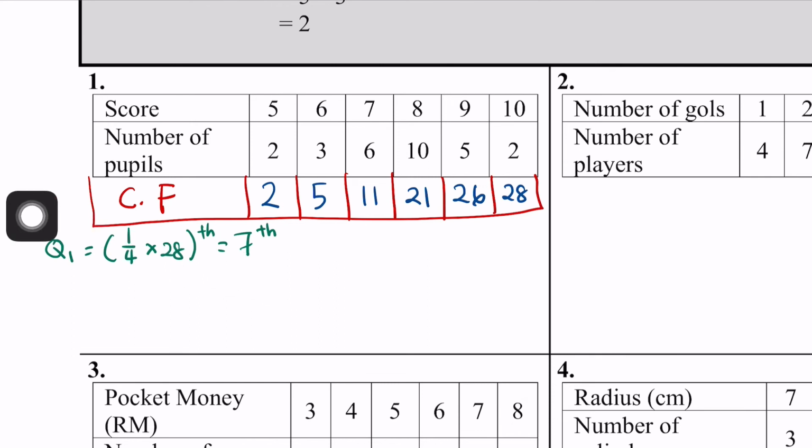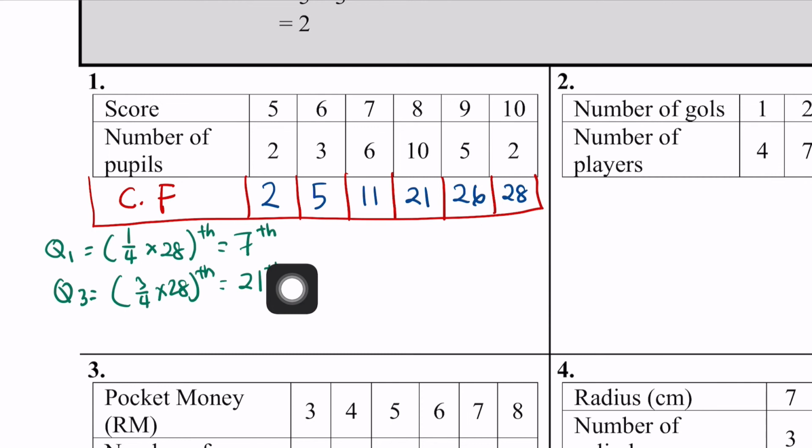Next, third quartile, kita ada 3/4 times 28 TH. Kita tahu kedudukan dia. So kira lah, so kita dapat 21. Data yang ke-21. Okay, boleh. So kita dah tahu dah kedudukan dia, pelajar yang keberapa. So sekarang kita nak tengok pelajar yang ke-7 berapa markah dia, pelajar yang ke-21 berapa markah dia.